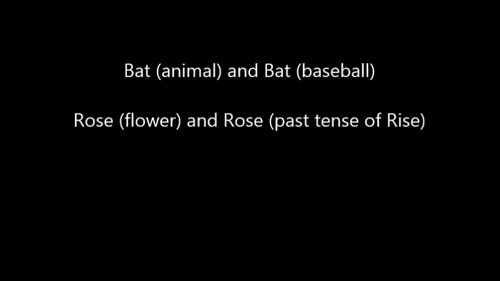Homonyms are words that sound alike, but they have different meanings. The term homonym, in addition, can be used to talk about two or more items that share the same name, like bat, the animal, and bat, the thing people use to play baseball. Rose, like the flower, and rose, like the past tense of rise. In the last example, words that are written the same way are called homographs.